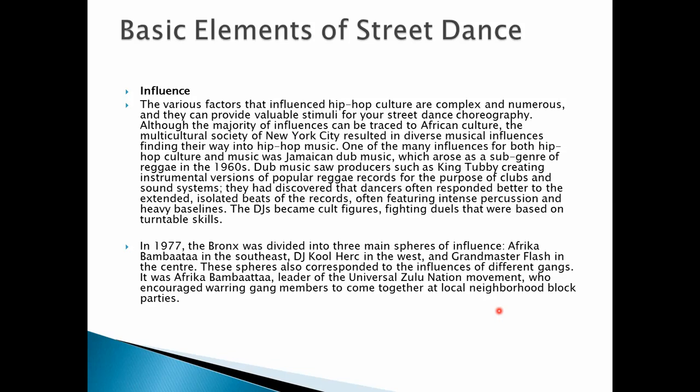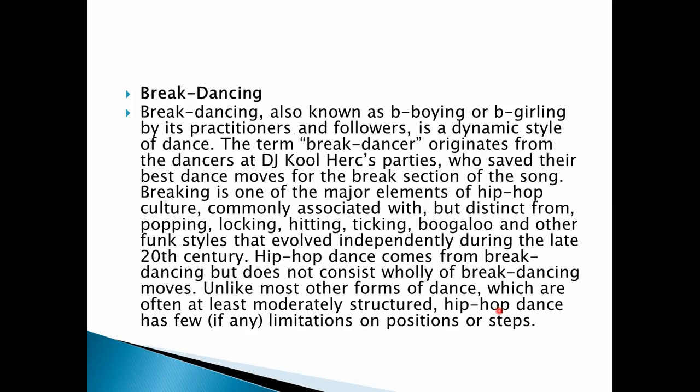So, nung year 1977 naman sa Bronx, the Bronx was divided into three main spheres of influence. So, Afrika Bambaataa, DJ Kool Herc, and Grandmaster Flash. So, they were divided into different areas in the Bronx. So, si Afrika Bambaataa sa southeast, si DJ Kool Herc sa west, and si Grandmaster Flash was in the center area of the Bronx. So, breakdancing, also known as b-boying or b-girling.